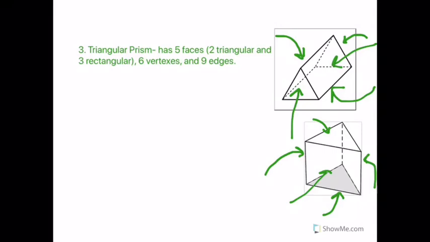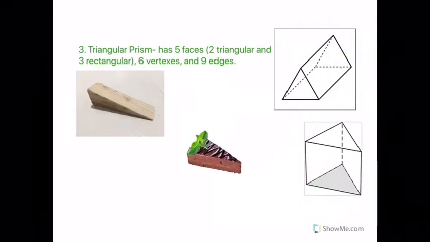Okay, and then some examples of those that you might see in your day-to-day life. Here, an example would be a doorstop wedge and then a yummy piece of cake shaped like a triangular prism.